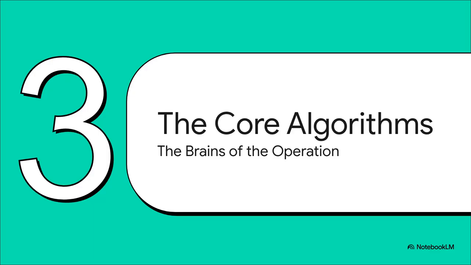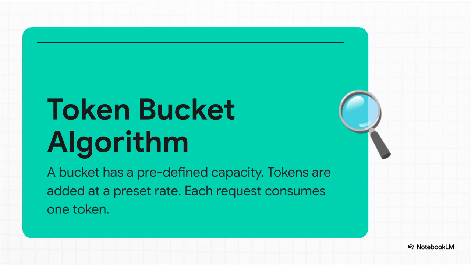All right, now we get to my favorite part, the algorithms. How does a rate limiter actually decide whether to let a request in or block it? This is the brain of the whole operation, and it's pretty fascinating stuff. So one of the most popular and honestly elegant solutions is the token bucket algorithm. You'll see this used by giants like Amazon and Stripe. The analogy is just perfect.